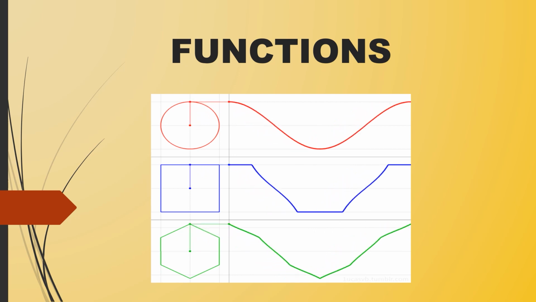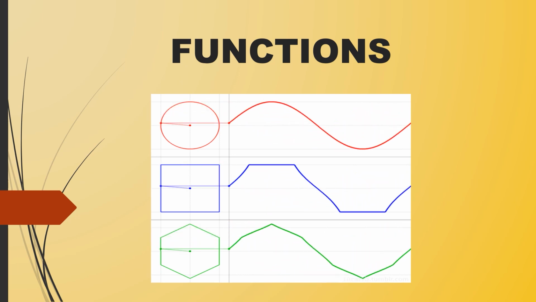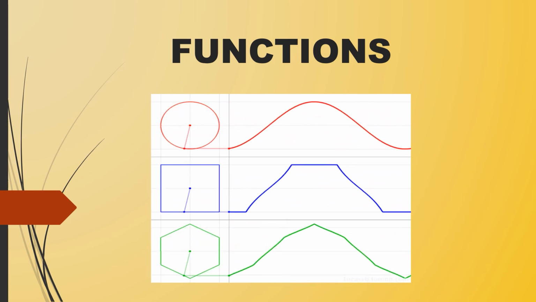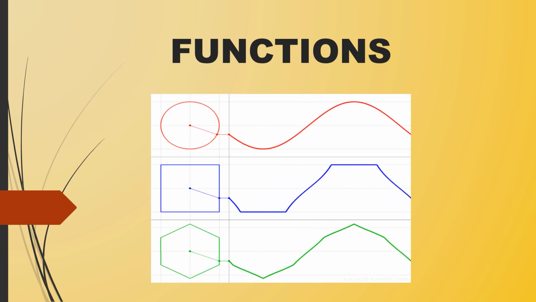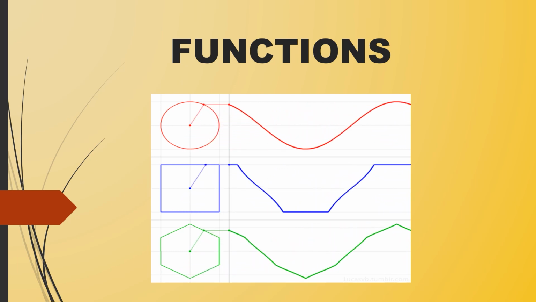A function that is a relation between two sets can be represented graphically because it is a set of ordered pairs and can be plotted on the Cartesian plane. Different types of functions and their graphical representation.